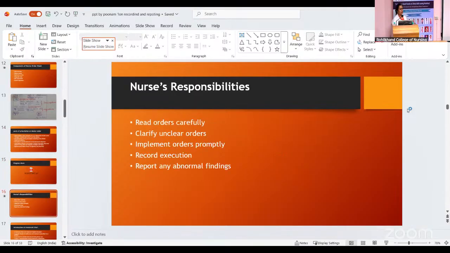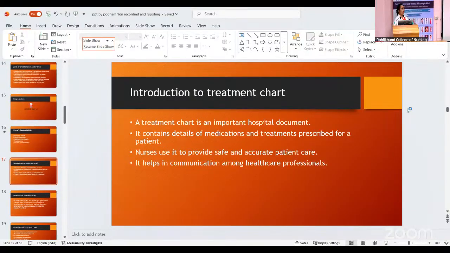What will be the nursing responsibility in these? Read orders carefully, clarify unclear orders. Likewise, I have told you, you should ask. You should not feel shy if you are unable to read a progress sheet. Don't feel egoistic also. Sometimes you have seen your senior is there and she is saying, I am not asking, I know what is happening. So you should not feel egoistic, you should not feel shy, and you should not do the wrong thing if you don't know. Report any abnormal findings.